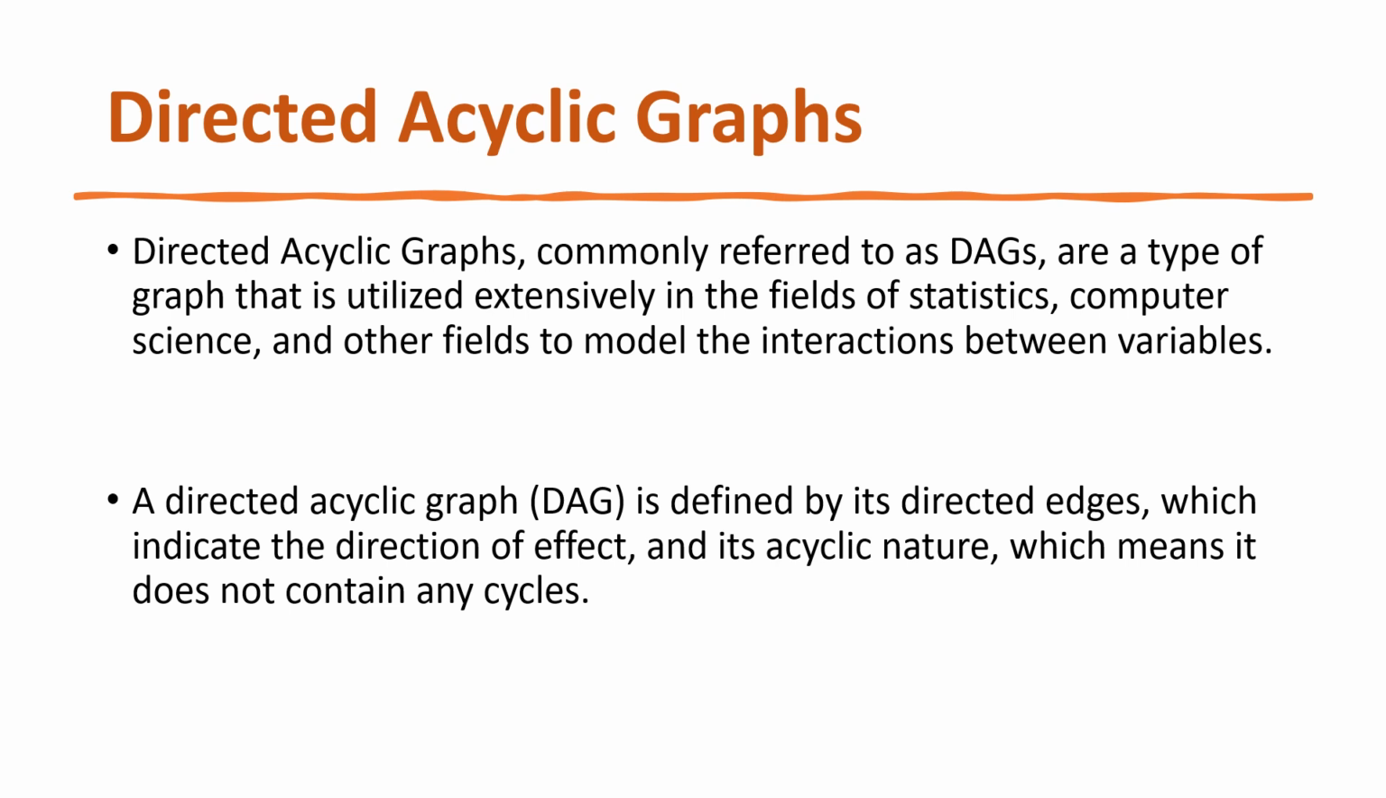So directed acyclic graphs, commonly referred to as DAGs, are a type of graph that is utilized extensively in the field of statistics, computer science, and other fields to model the interactions between the variables. A DAG is defined by its directed edges, which indicate the direction of the effect, and its acyclic nature, which means it does not contain any cycles. This characteristic guarantees that the relationships are organized hierarchically and that there are no feedback loops.